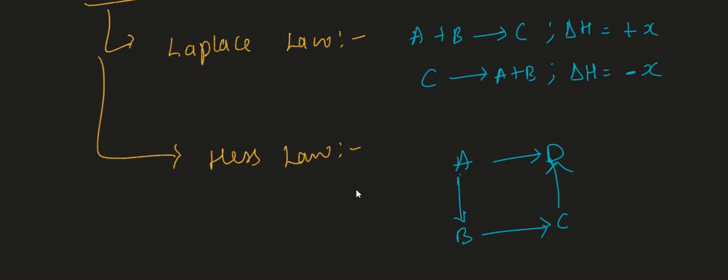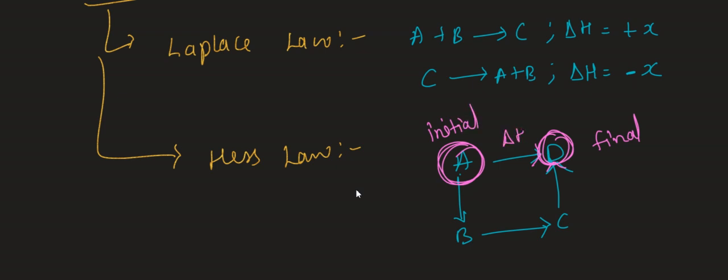Right, so here there is a cyclic reaction. First of all, you have to identify which one is the starting product and which one is the final product. You can see two arrow marks towards D. That means D indicates the final product. There is no arrow mark at A, which indicates the initial point, that means the starting point. Suppose this is delta H. This will be delta H1, this will be delta H2, and this will be delta H3.